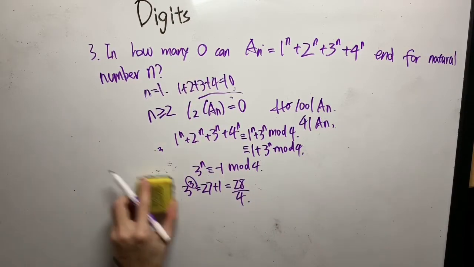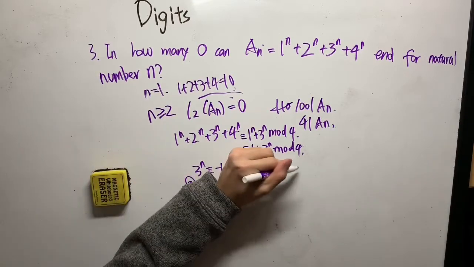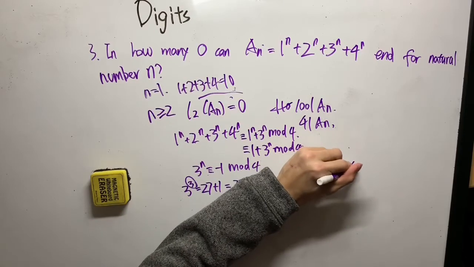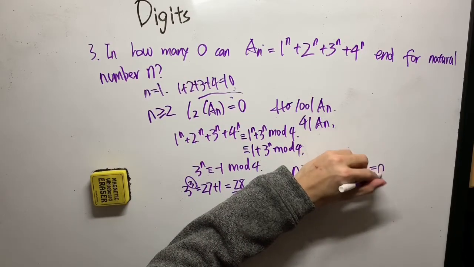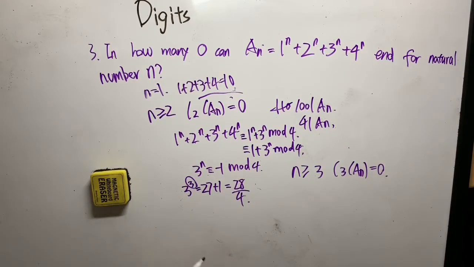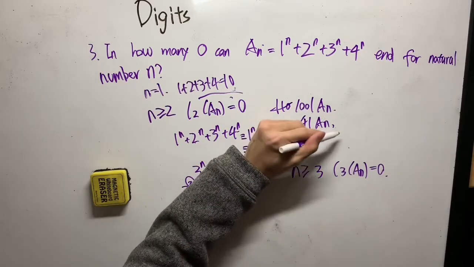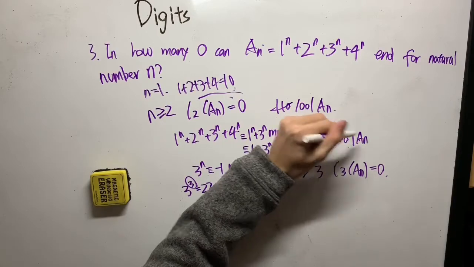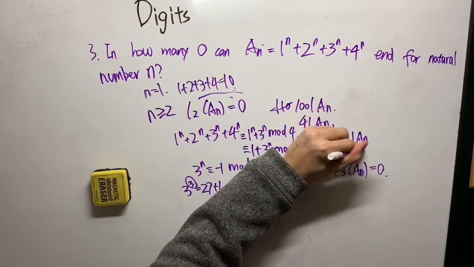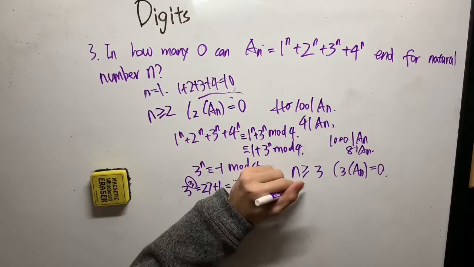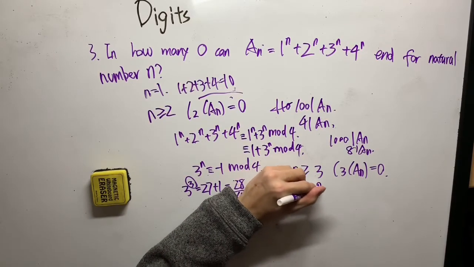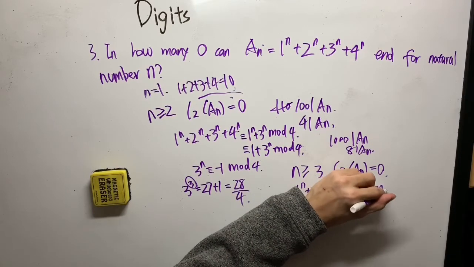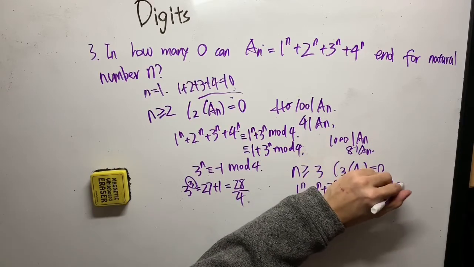Now, let's try to check if n is bigger than or equal to 3, and L3 of a_n equals 0. So, as usual, you know that 1000 will divide a_n, thus 8 divides a_n. So let's look at 1^n plus 2^n plus 3^n plus 4^n under the modulo of 8.